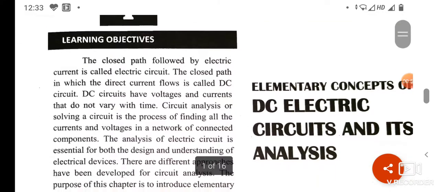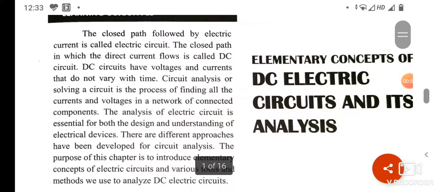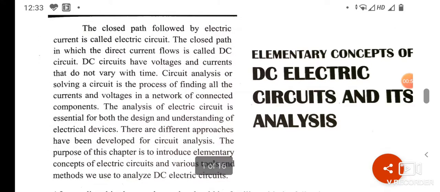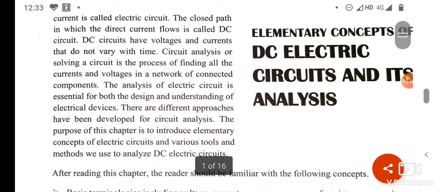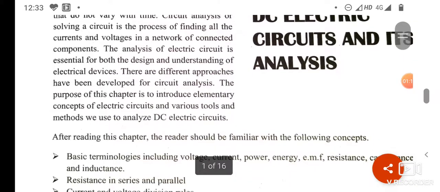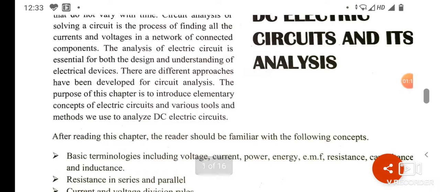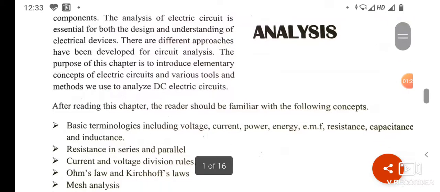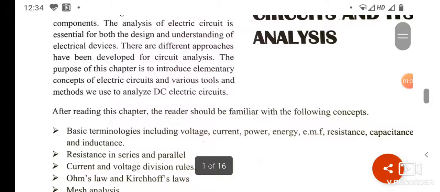So, what is an electric circuit? An electric circuit is a closed path followed by electric current. A closed path in which direct current flows is called a DC circuit. A DC circuit has voltages and currents that do not vary with time. We need to analyze a circuit by solving it to find the definite voltage in a network at a specific place, and what current and voltage are passing through it, because it is very essential for understanding and designing electrical devices.